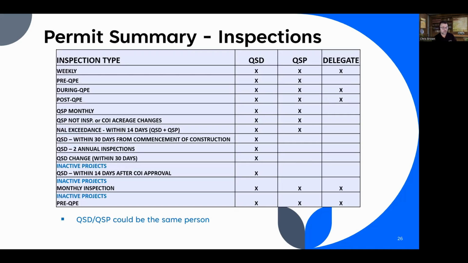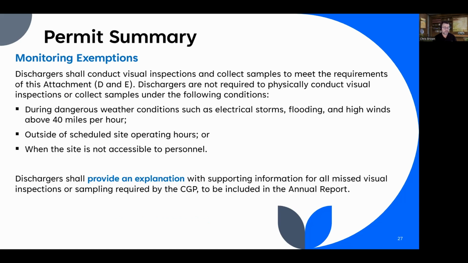Delegates still have to report corrective actions back to the QSP within 24 hours. They have a system to do that. And so here are the monitoring exemptions, the safety exemptions, but basically any dangerous conditions, high wind, outside of scheduled hours, night or on the weekends if they're not there. And then of course, if it's not accessible, maybe there's like 3 feet of snow or something like that. So I always just tell people you have to make your own safety judgment calls.